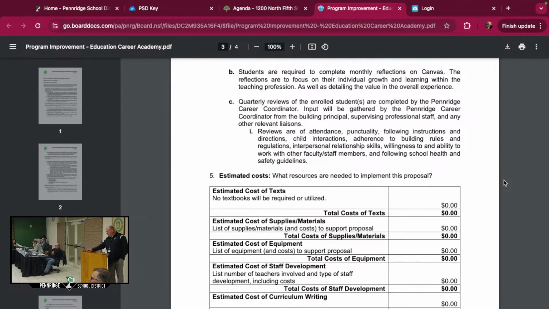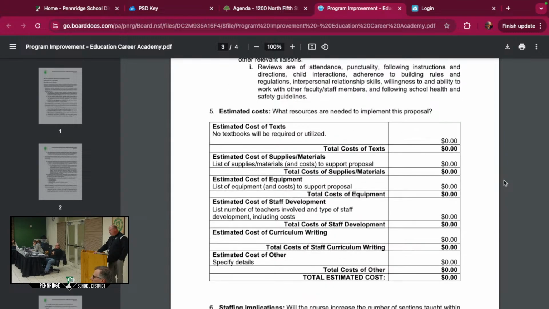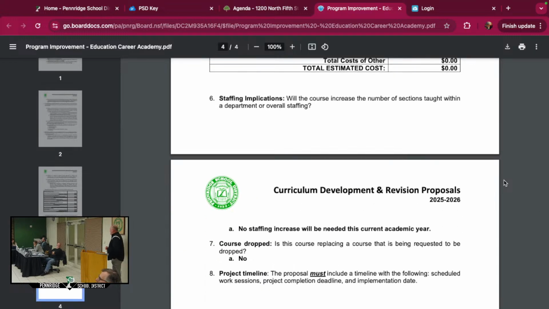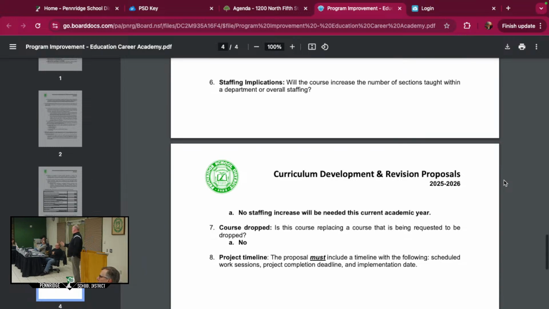All right, so again, we talked about the reviews of attendance and punctuality. This would all be feedback that's provided from building level principals as well as their professional teachers. Currently, there's no additional cost, right? I wish I could use that for Christmas budget, but right now, there's no additional cost to this program. It'll be supported fully through the College and Career Center. Myself and Mrs. Lewis will help support as needed.